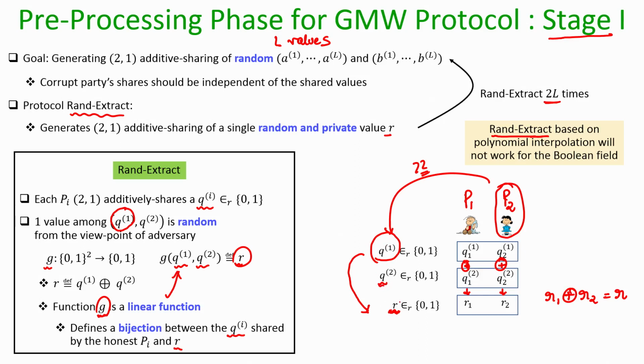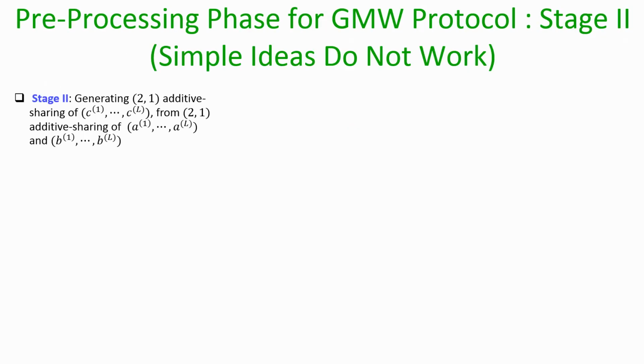But since Q1 is picked uniformly at random, it could be any Q1 from the viewpoint of P2, which has now been secret shared, and hence it could be any R which is now available among the two parties in a secret shared fashion. So, that is a simple rand extract protocol which works for the Boolean ring case.